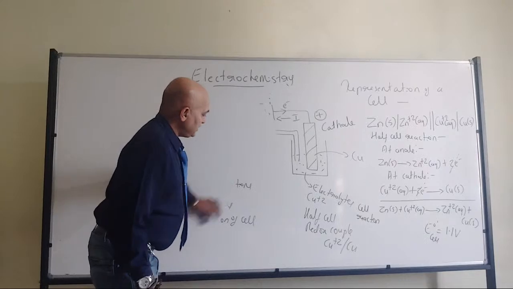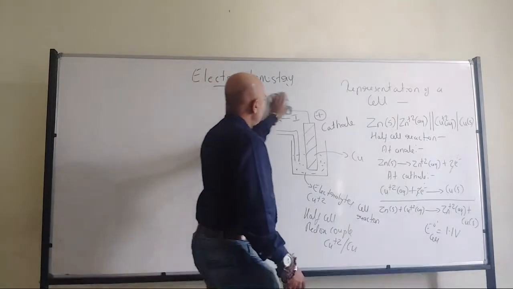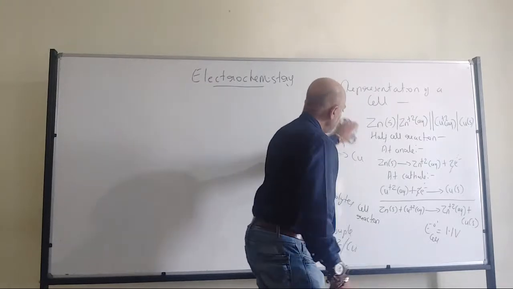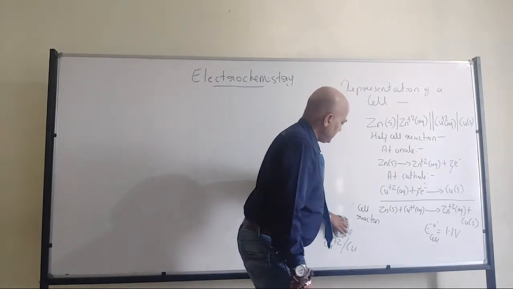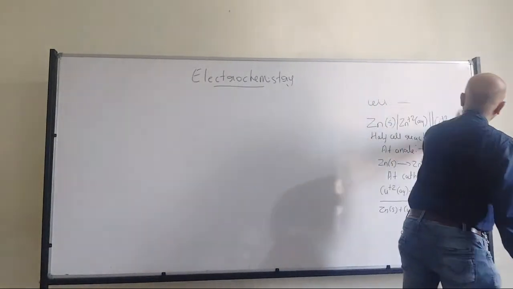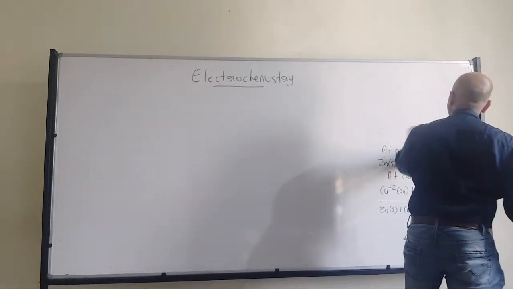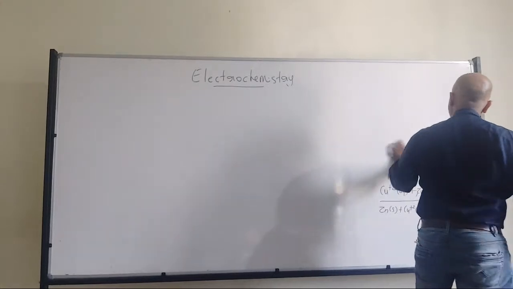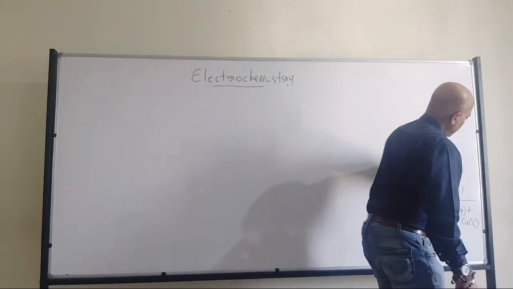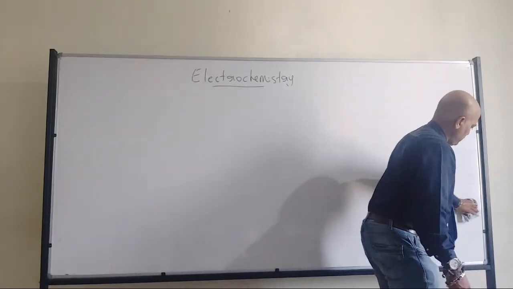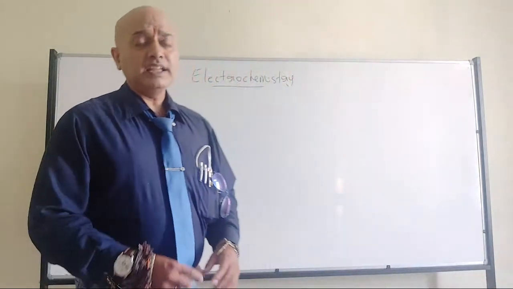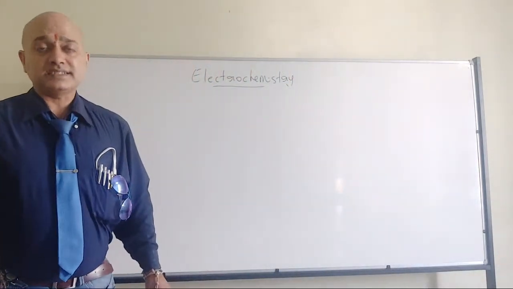Then we will move to the next one. So when I am talking about anode and cathode, when I am telling that there will be flow of electron from zinc to the copper, who is going to decide? Who is going to tell that zinc is going to donate the electron to the copper? That is based on electrochemical series.